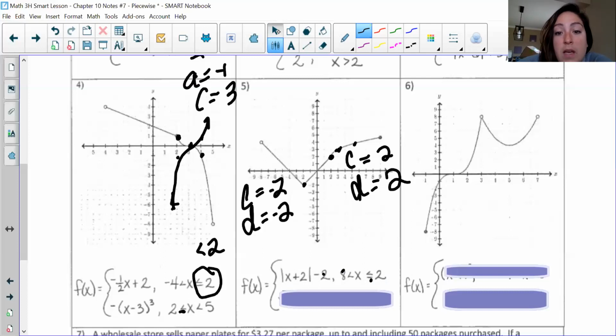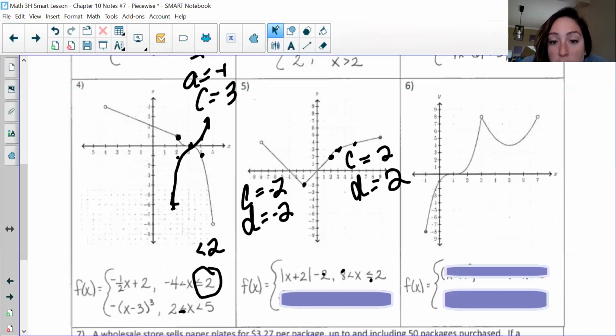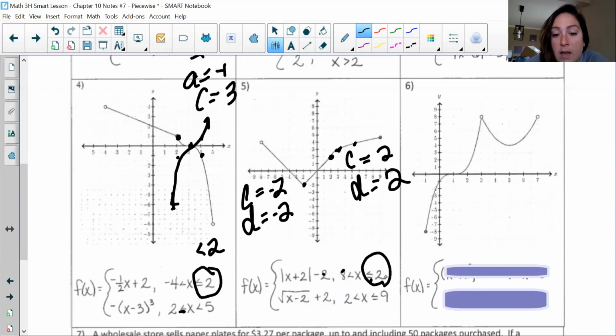So we have that square root function between 2, which is less than x, which is less than or equal to 9. So again, square root of x minus 2, and then plus 2 between 2 is less than x, which is less than or equal to 9. But you could have taken that equal sign and instead attached it there if you would prefer.